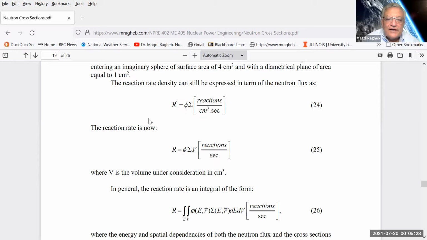If you want the total reaction rate, obviously you come back by multiplying by V. So multiply by V in centimeters cubed, you get the total reaction rate. So this is a simplified way of describing how the reaction rate density can be calculated and how the reaction rate can be calculated. In essence, though, we can now generalize our equation. We took here a special case where we have a flux that is uniform all over the reactor.